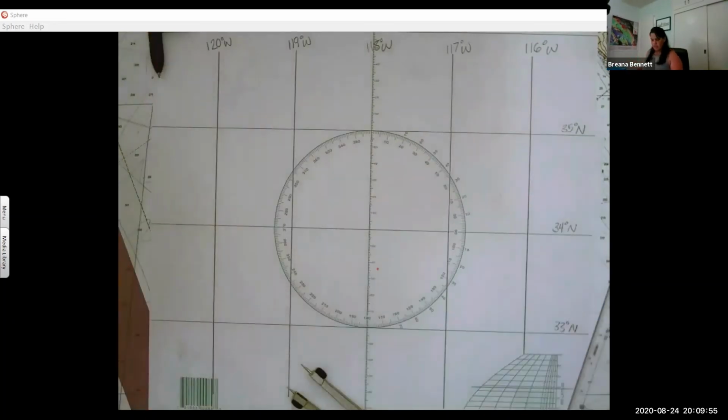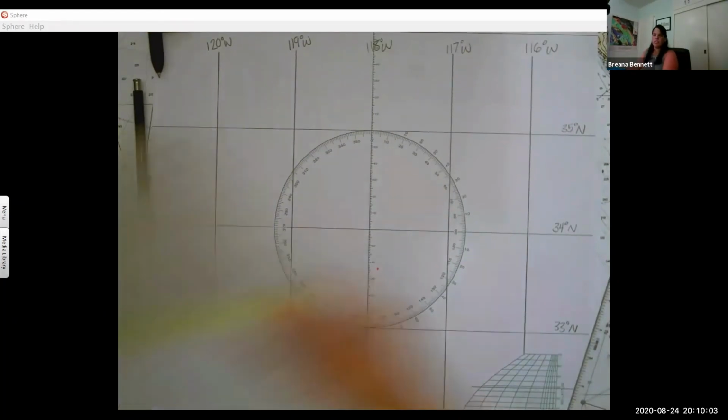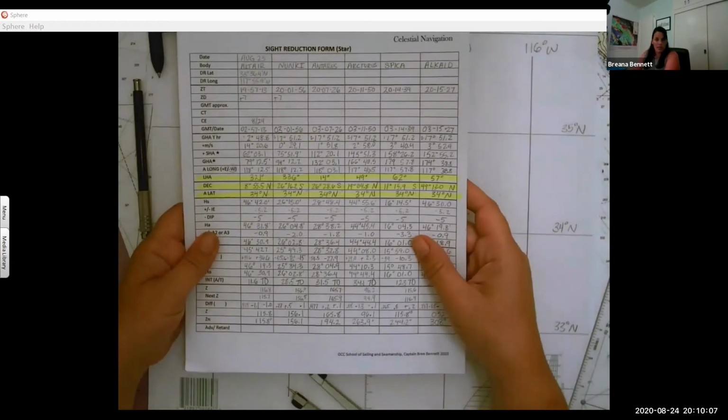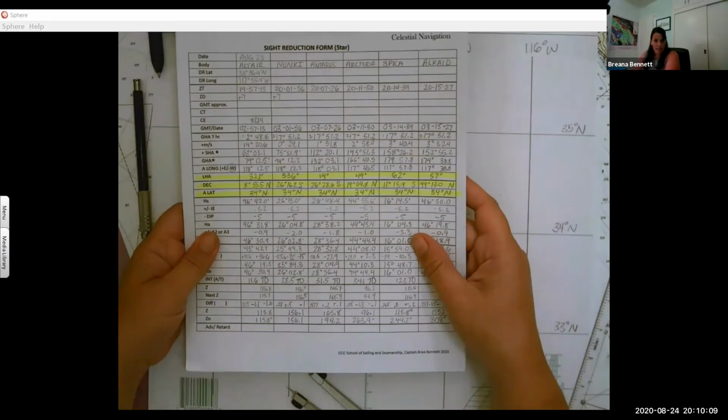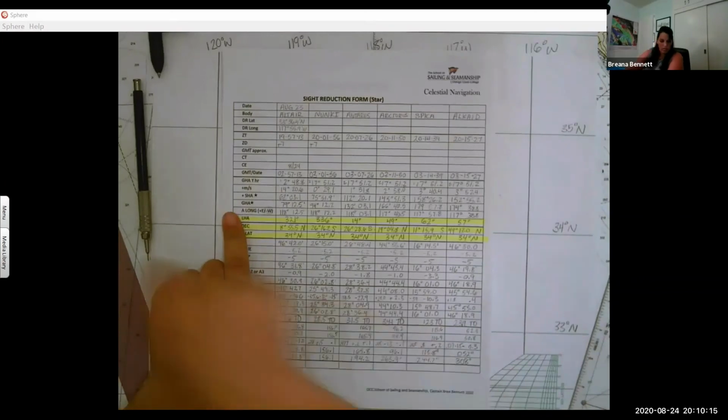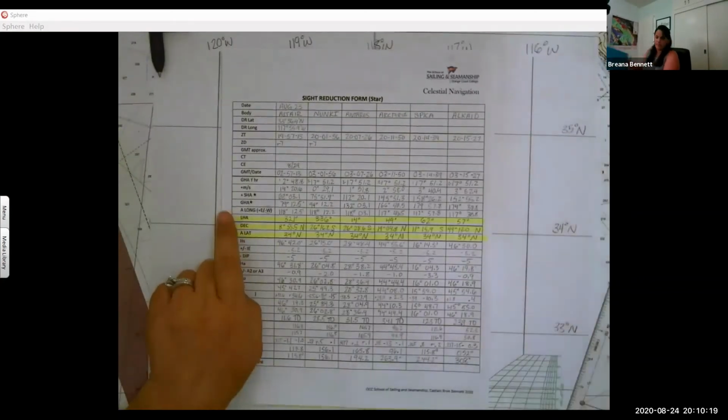So we got our plotting sheet. We got a pencil. We got dividers. So I am going to start with the stars, see what kind of fix we get. Does anyone remember which 3 they thought were going to be good? I don't. What did I say?